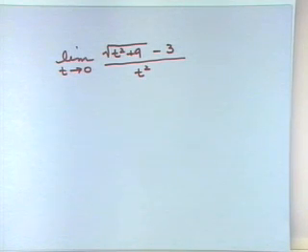Direct substitution? No. We can try it. You can always try it. But in this case, we might get another 0 over 0, right? So it's like we haven't done anything yet.